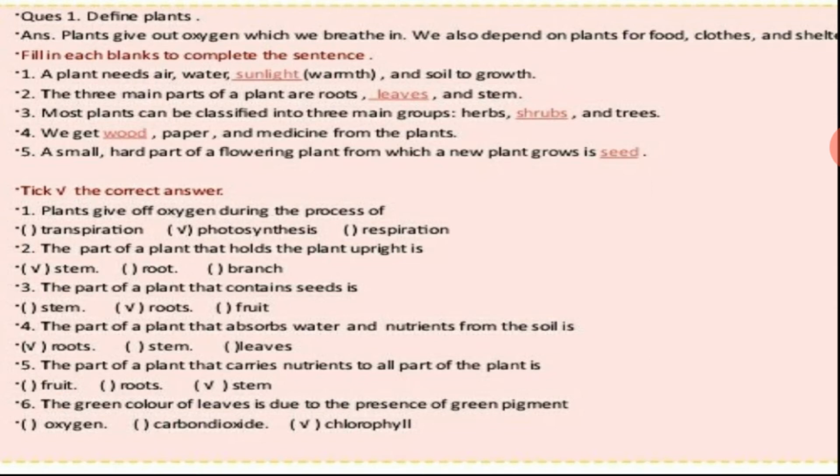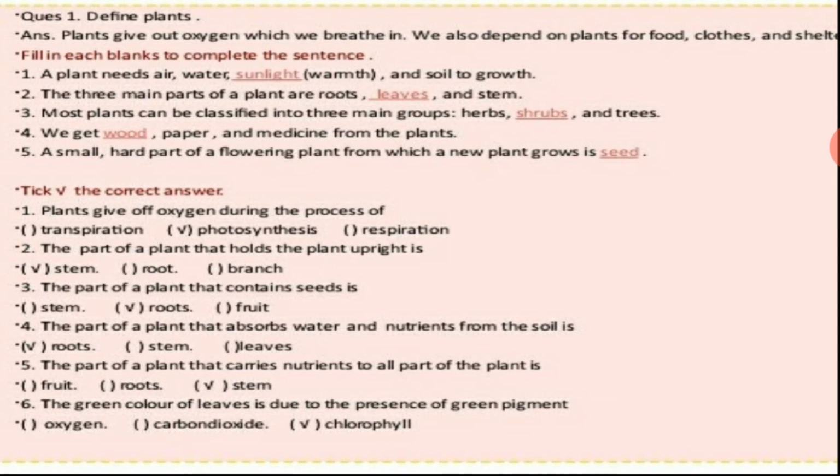Fourth, we get wood, paper and medicine from plants. What do we get from plants? Paper, wood and medicines. Different types of plants give us medicines also. Fifth, a small hard part of a flowering plant from which a new plant grows is a seed. Have you seen a seed, children? From the seed, a new plant grows, and it becomes a strong flowering plant.